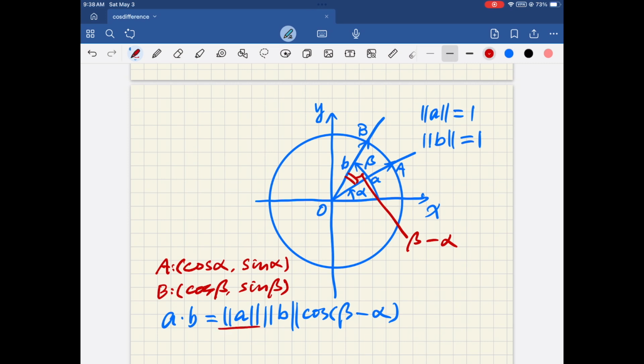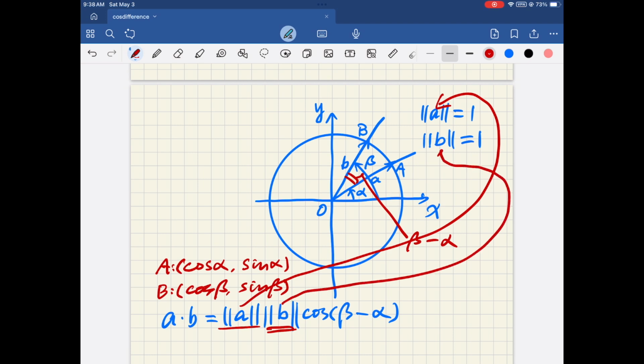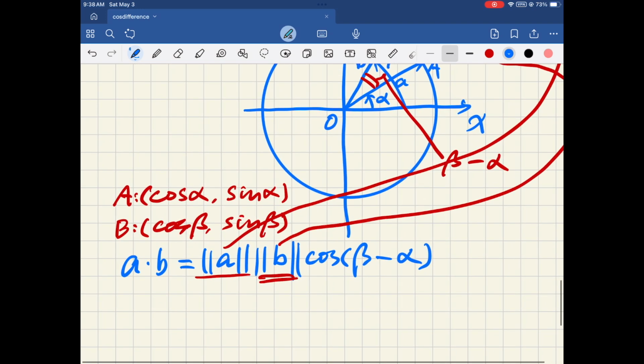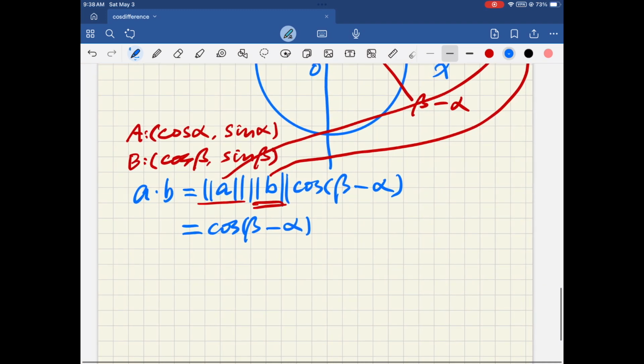We already know that |A| equals 1 and |B| equals 1 because they are unit vectors. Substituting these in gives A·B equals 1 times 1 times cos(β − α), which simplifies beautifully to A·B equals cos(β − α). Let's call this equation I.